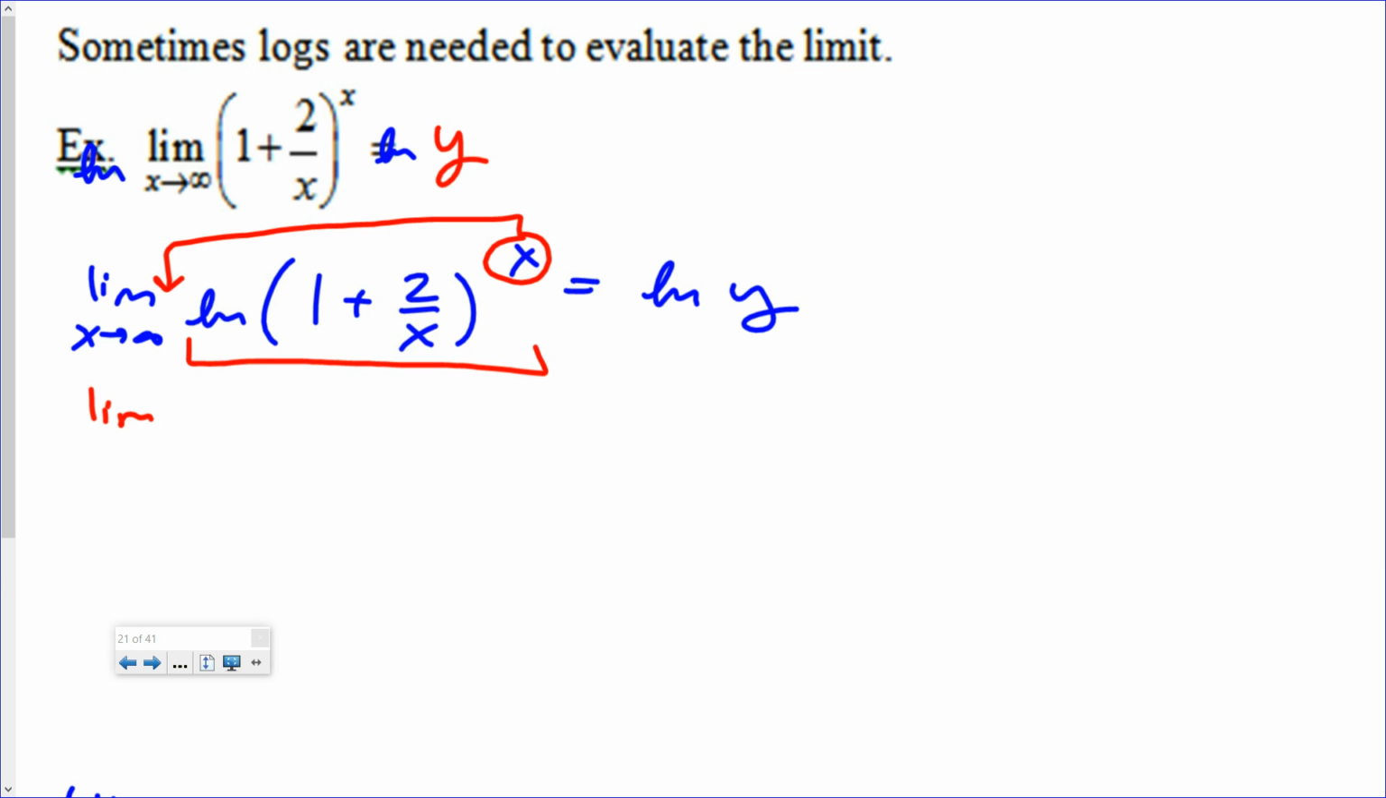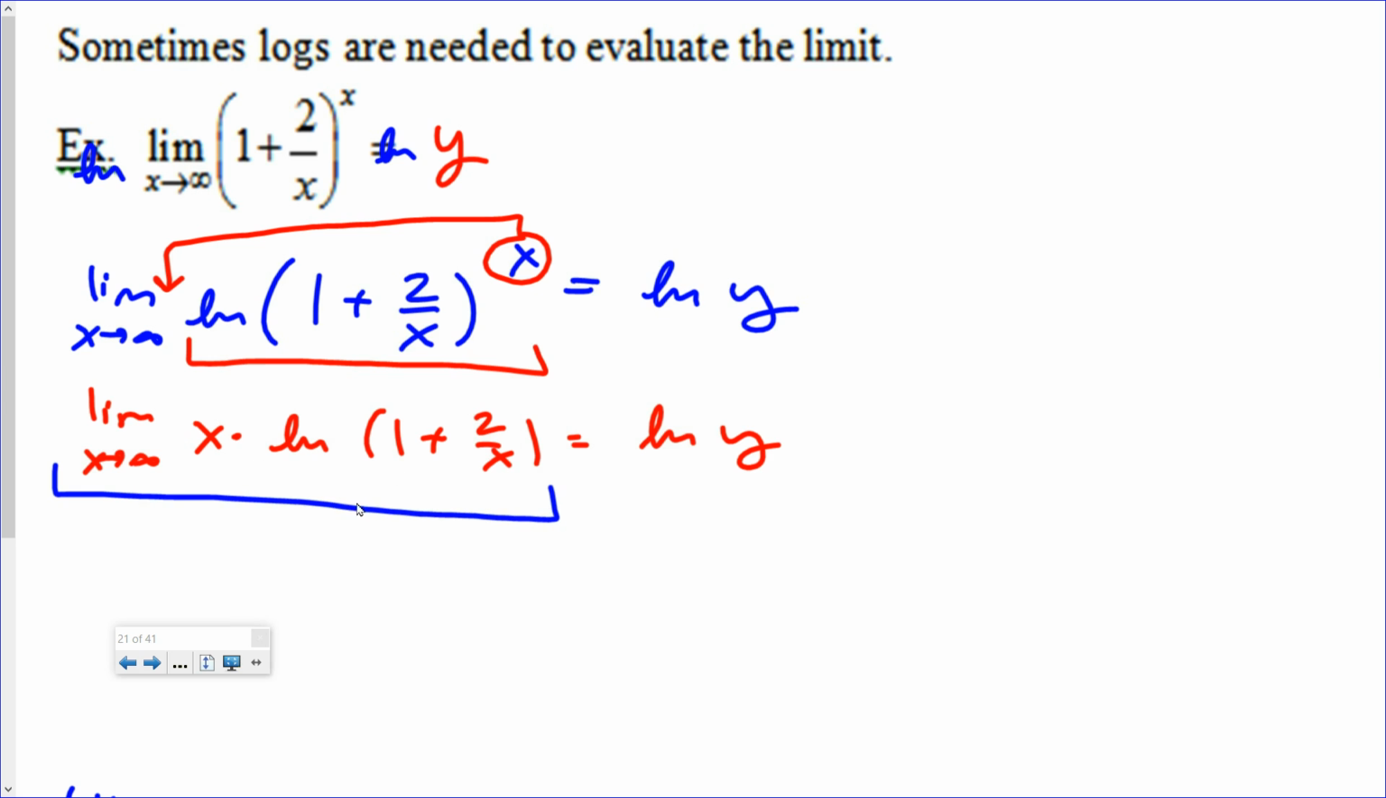So my new problem is the limit as x goes to infinity of x times the ln of 1 plus 2 over x is equal to ln of y. If I just focus on the left side, if I plug in infinity, what I'll get is infinity times ln of 1 plus 2 over infinity. What's 2 over infinity? 0. What's 1 plus 0? 1. What's ln of 1? 0. So this goes to 0.